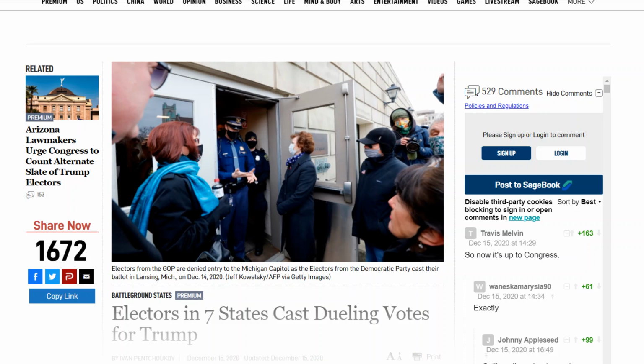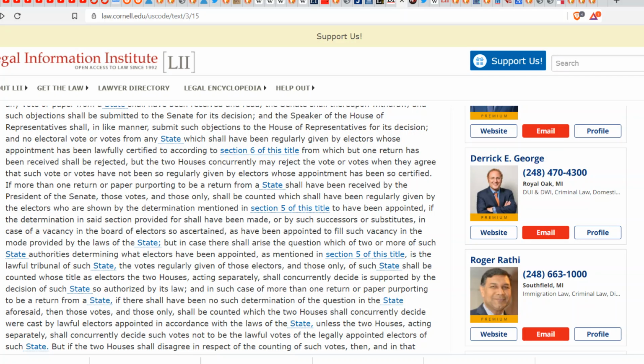Now, I didn't even understand that, but it's actually simple. They're saying that if two sets of electors are presented, then the President of the Senate will accept those that have been appointed legally according to Section 5.